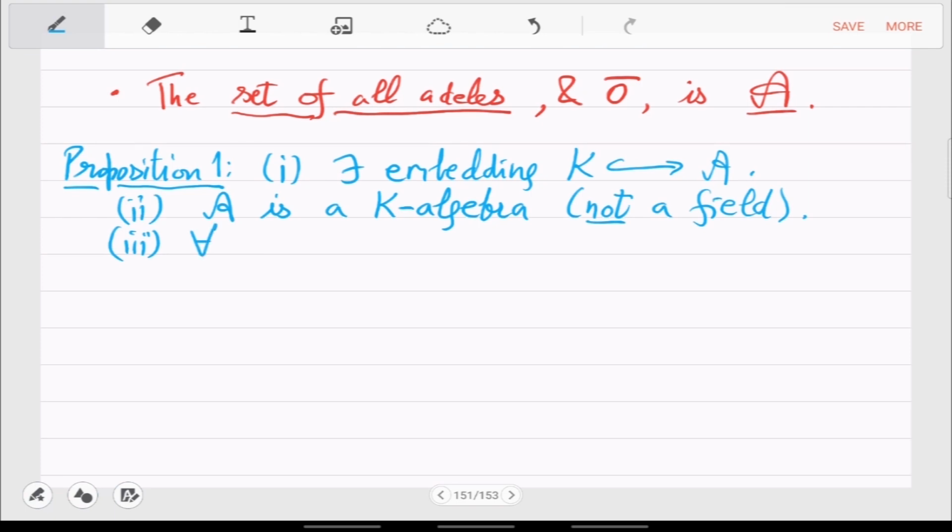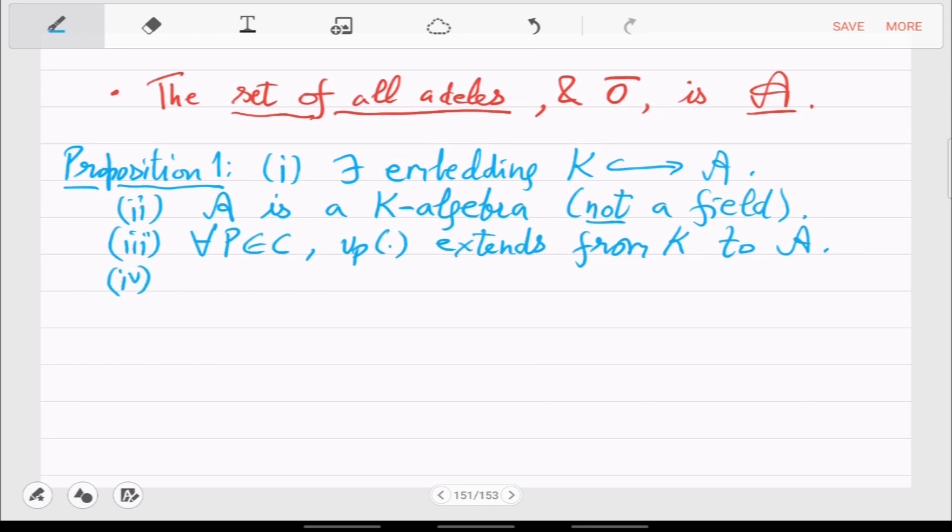Valuations can be defined on Adeles. So for all points, valuation extends from K to Adele. So we know what a valuation is with respect to a point P on functions. The same thing we can extend in a nice way to Adele also. And fourth is the analog of LD sheaf, which is called AD.